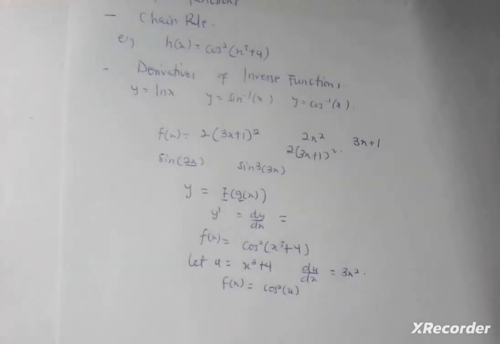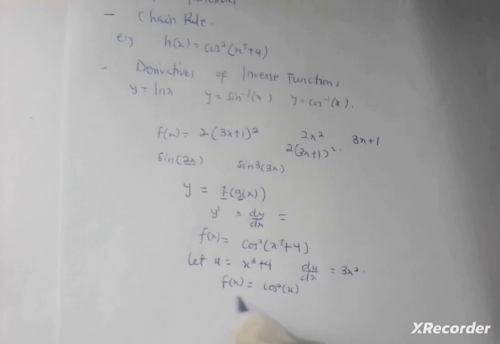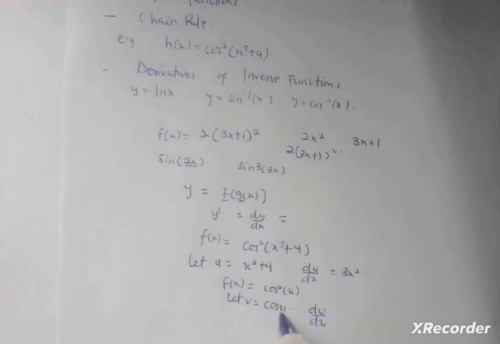Cos squared u is also a composite function, in that I can also make this whole thing, let v be equal to cos u. When I make v equal to cos u, I'm going to get dv over du, because now I'm having u here, equal to negative sine of u. Then I have negative sine of u as the derivative of cos u.